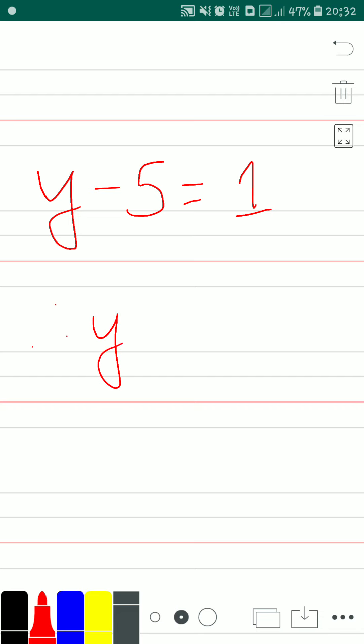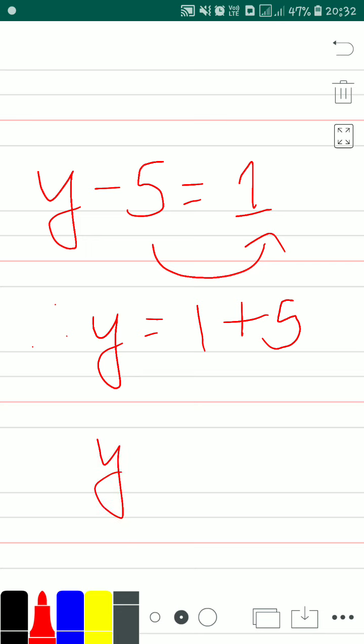Therefore, y is equal to 1 plus 5 because 5 is shifted, and when 5 is shifted its sign will change from minus to plus, we use the opposite sign. So now y is equal to 6.